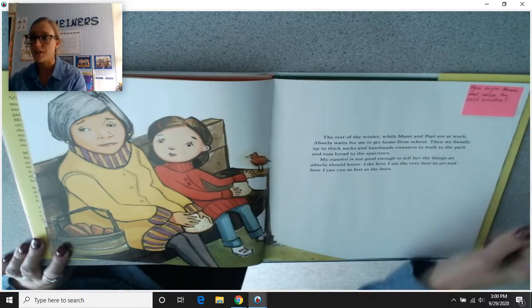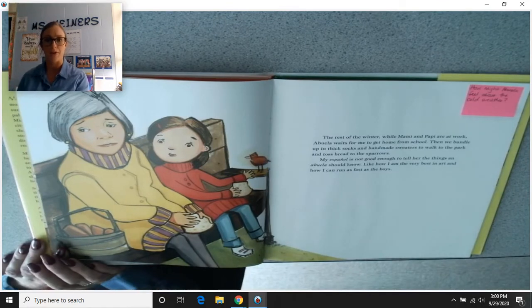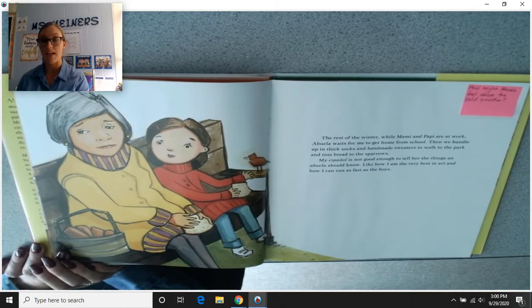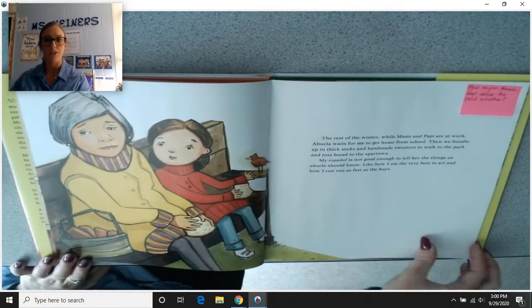Okay, we see another question here. How might Abuela feel about the cold weather? I want you to go back to that very first page and take a look at her house, where she came from. What do you think the weather was like there? And then I want you to compare and contrast it to the weather here, where she is now.